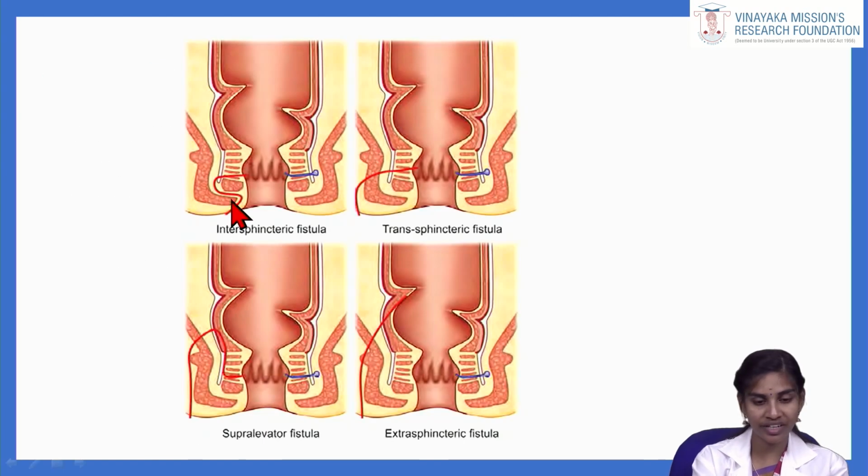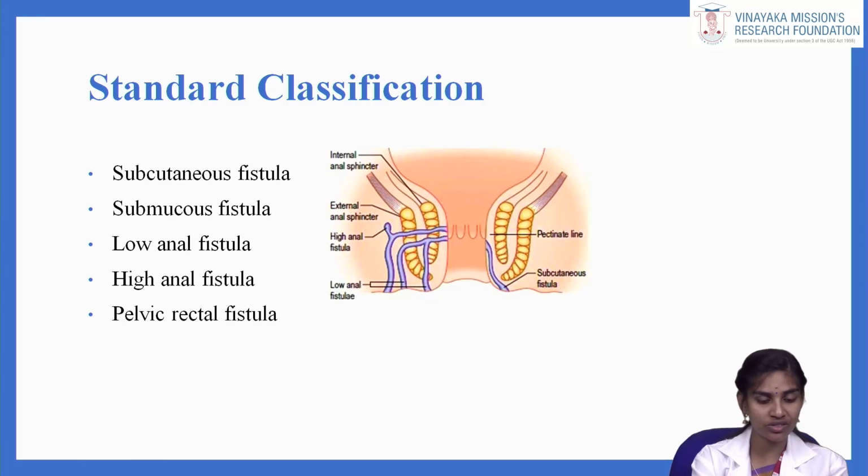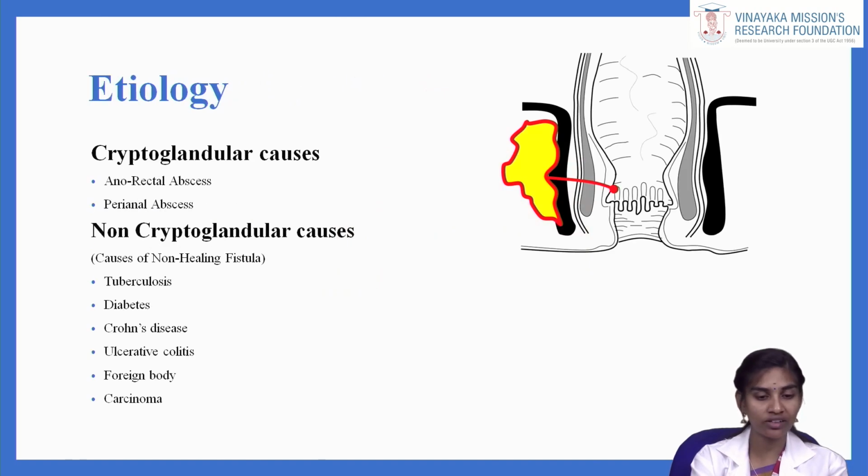So these are the classifications. This is an intersphincteric fistula, this is a transsphincteric fistula, and this is the levator ani muscle. This is a supra-levator fistula, and this is an extrasphincteric fistula. This is referred to as a high level fistula. The standard classification is subcutaneous fistula, submucous fistula, low anal fistula, high anal fistula, and pelvirectal fistula. So the etiology is cryptoglandular causes. Cryptoglandular means the crypts are affected or the crypt duct gets blocked. So that is anorectal abscess, perianal abscess.